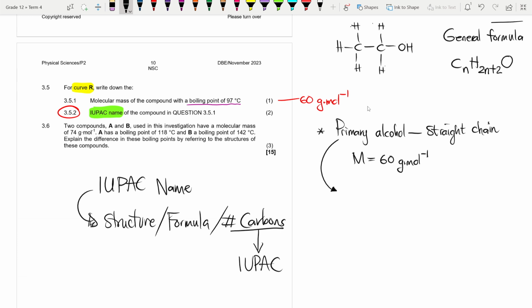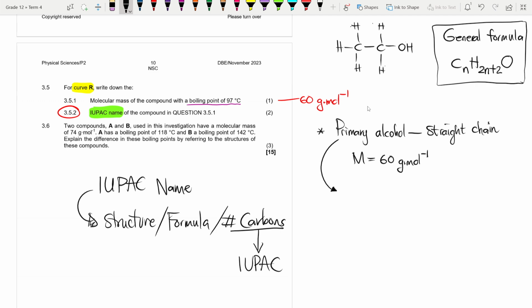Let's see, does this make sense, what I just did here? Yes? So can you say CnH2n+1OH? CnH2n+1 times OH.